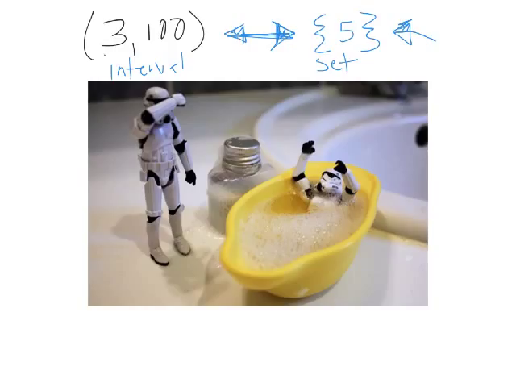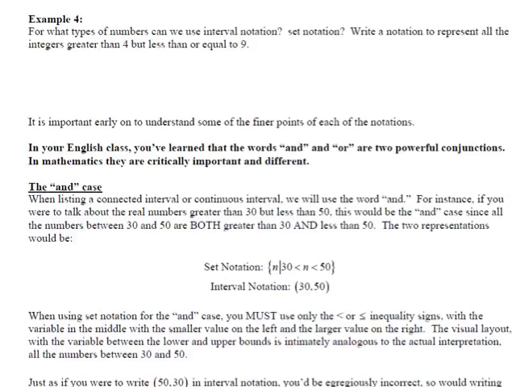So in example 4, we're going to talk about trying to see which of these two notations is better. For what types of numbers can we use interval notation or set notation? Write a notation to represent all the integers greater than 4 but less than or equal to 9. Well, the mere fact that it says integers kind of makes me want to actually list them out, even if it might take a while. So let's list them out. All integers greater than 4 but less than or equal to 9. So I list all of them out like this.